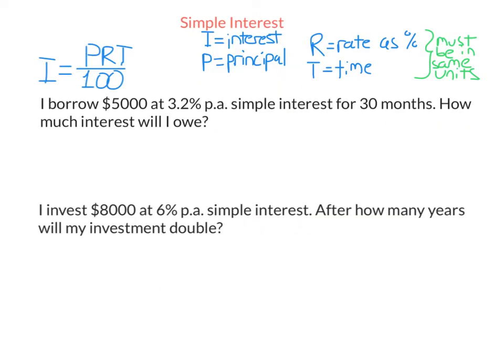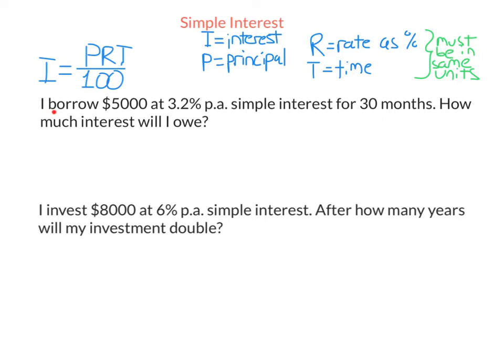Interest is extra money. It's extra money that you owe when you borrow from a bank, or extra money that you receive if you invest money by putting it into an account with a bank. The formula for simple interest is I equals PRT over 100. I is the interest, P is the principal, which means the initial amount, R is the rate as a percent, and T is the time. R and T must be in the same units, or else you must change them.